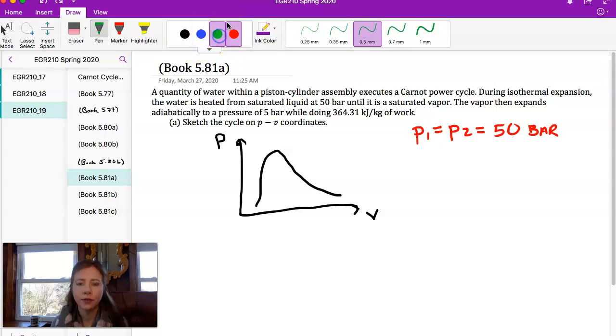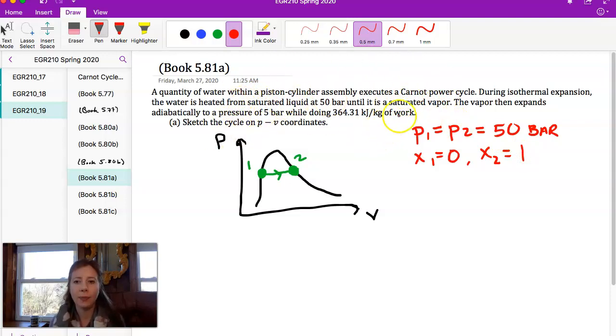So actually, let me write this in a different color. So for our cycle, we are starting at a saturated liquid. So we're all the way over here at x equals 0. So we know that x sub 1 is 0. And then for P2, we are going to keep constant pressure. So this is 1, this is 2, all the way over to a saturated vapor. And so that means our quality, x sub 2, is going to be 1. Okay, because we're told saturated liquid, that's x equal to 0, and saturated vapor is x equal to 1.